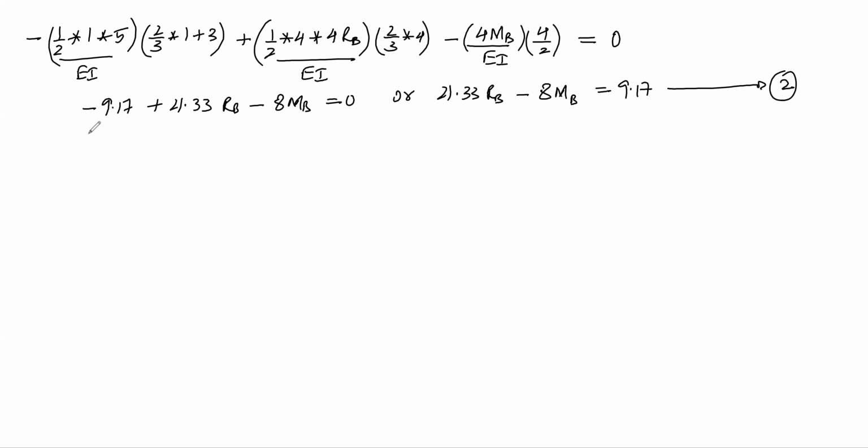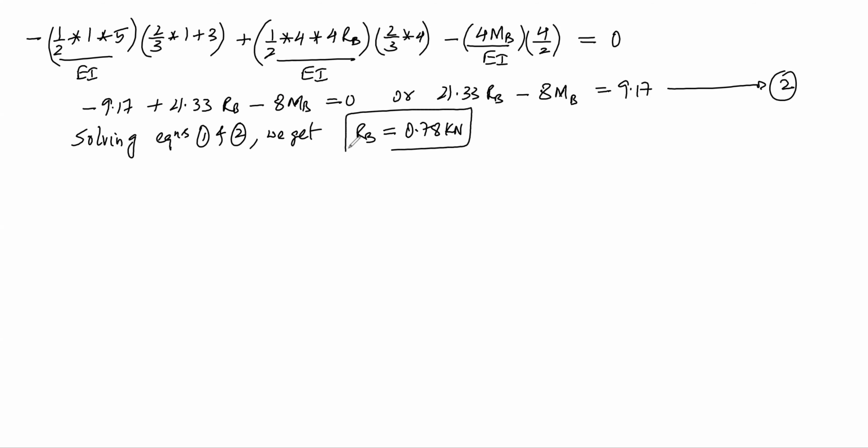So here, solving equations 1 and 2, we get RB as 0.78 kilonewtons and MB as 0.94 kilonewton meter. These are the two redundants that we have determined.